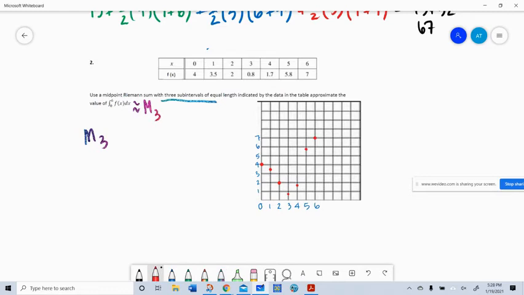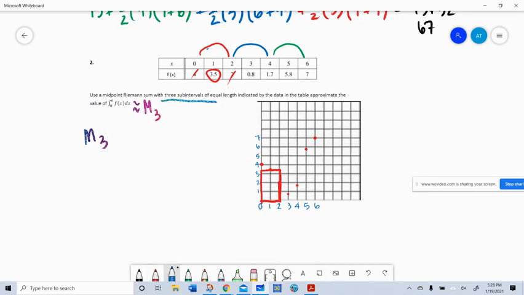Well, we need to draw 3 rectangles. So I think we can agree that if we're going from 0 to 6, one of my rectangles is going to go from 0 to 2, and then my next one is going to go from 2 to 4, and then my third one's going to go from 4 to 6. So let's try to draw those guys first, okay? My rectangle is going to have a width of 2, and its height is not going to be determined by the right or the left. It's going to be determined by the midpoint, which for the red rectangle is 3.5. We're not going to use the 4 and we're not going to use the 2. We're going to use the 3.5.